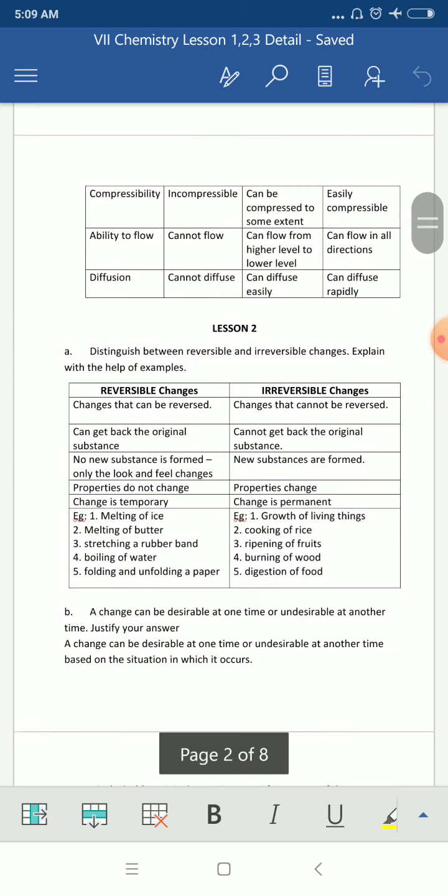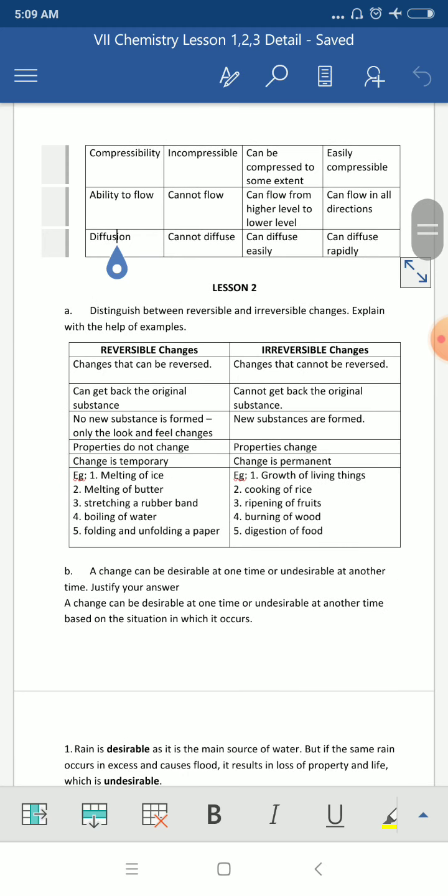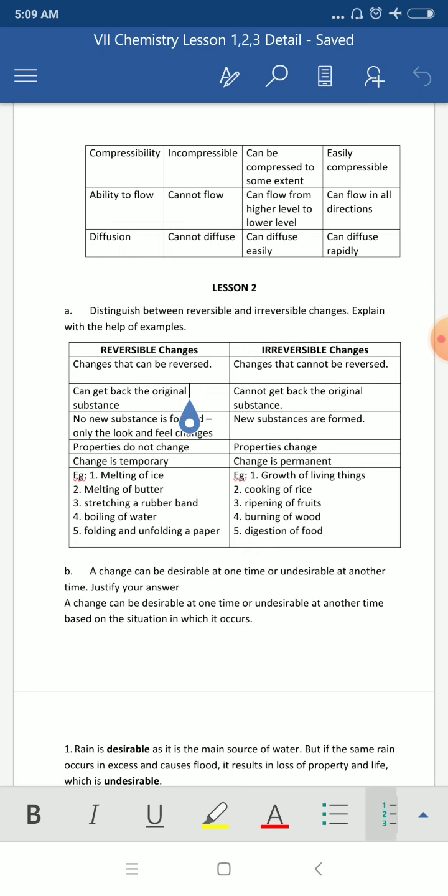Coming to the lesson 2, we are going to first see the first question, which is distinguish between the reversible and irreversible changes. First one, reversible and the irreversible. First write the definition. Reversible, that changes can be reversed. Irreversible, the changes that cannot be reversed. Then can get back the original substance. Here we cannot get back the original substance.